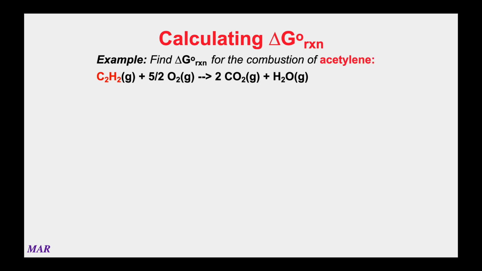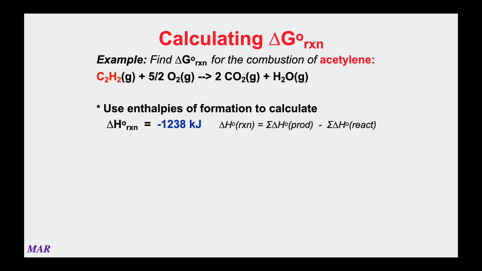Let's look at the combustion of acetylene. Acetylene, which is used in torches a lot of times for welding and stuff like that. Acetylene is C2H2. It reacts with oxygen to make CO2 and water in a combustion reaction. I'm doing it here per mole of acetylene, so that's why the fraction is there. Fractions. But anyway, we can use the enthalpies of formation to calculate the enthalpy of this reaction.